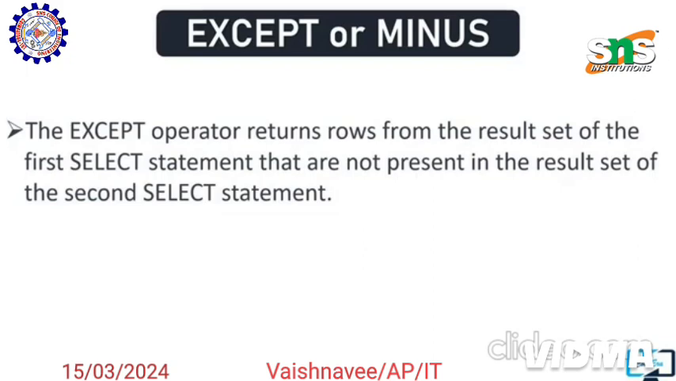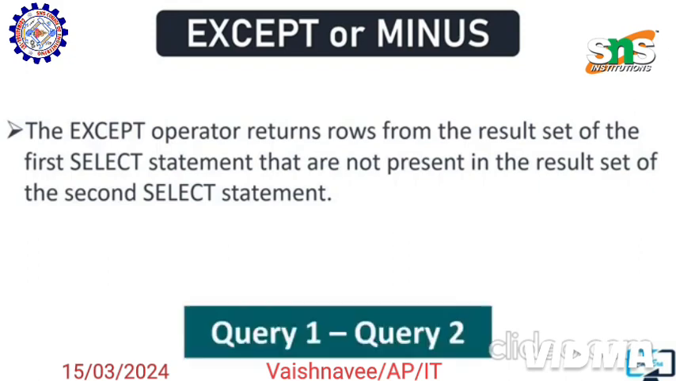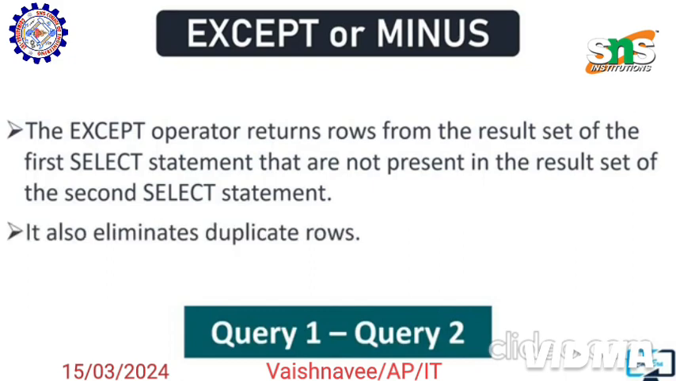Next comes the except or minus. The except operator returns rows from the result set of the first select statement that are not present in the result set of the second select statement. Like its name says, minus. Here, query 1 minus query 2. It also eliminates the duplicate rows.